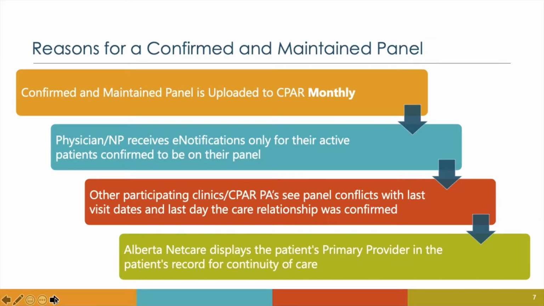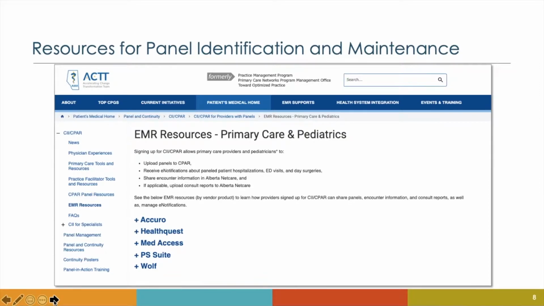Also, beginning in June of 2021, Alberta Netcare will display the name of an Albertan's primary provider in the demographics of their Netcare record. If you need some EMR tips, see the EMR resources page.